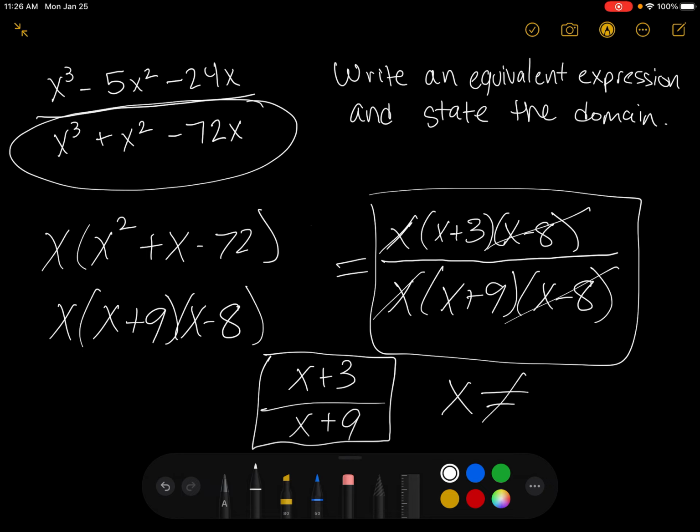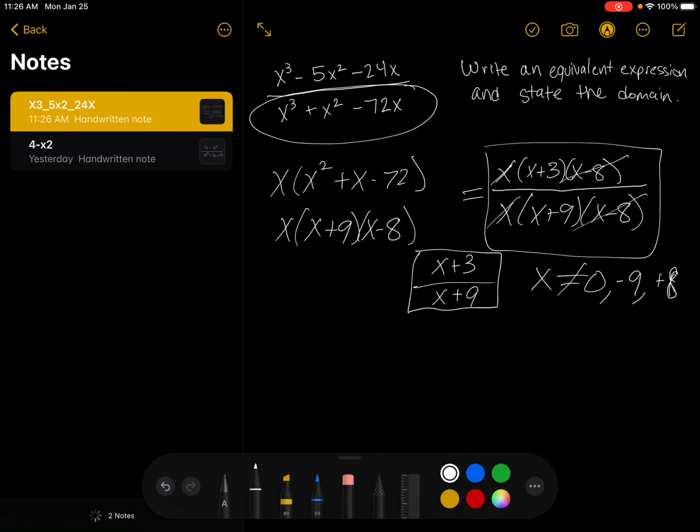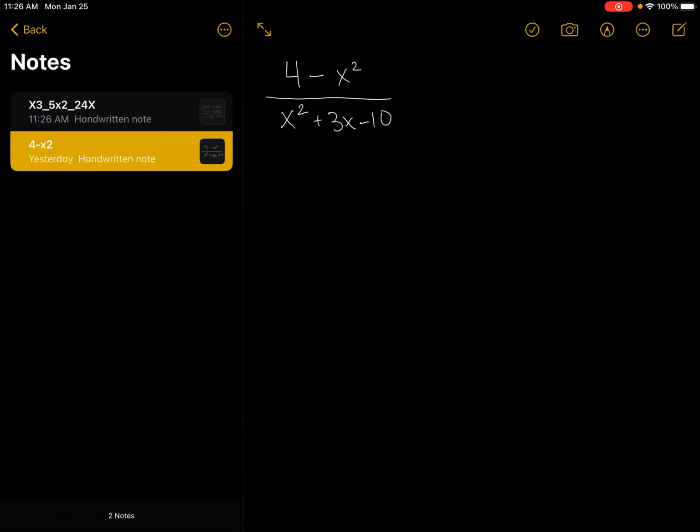So x does not equal 0, negative 9, and positive 8. Those are the numbers that are excluded from the domain. The domain is all real numbers except for 0, negative 9, and positive 8. All right. Now one more. Let's look at this function right here.